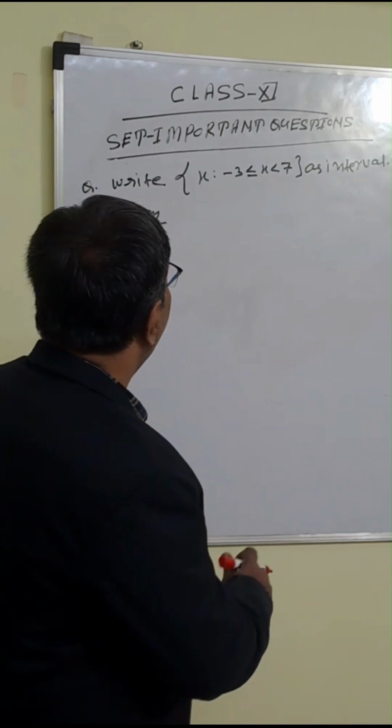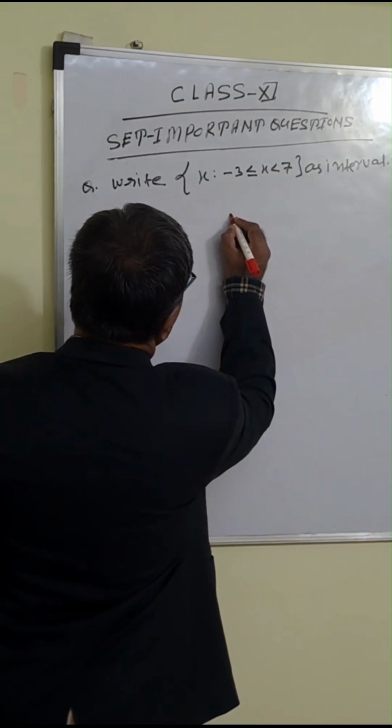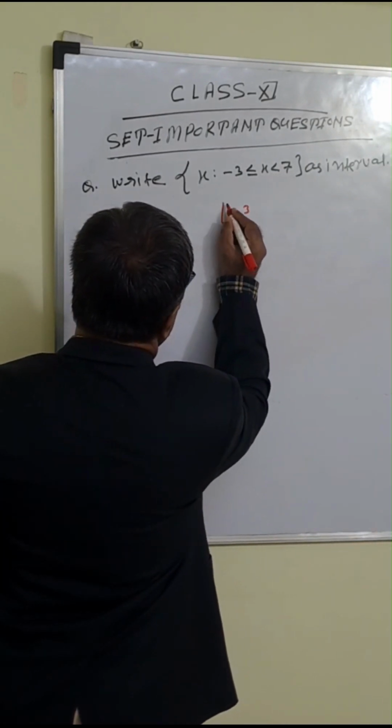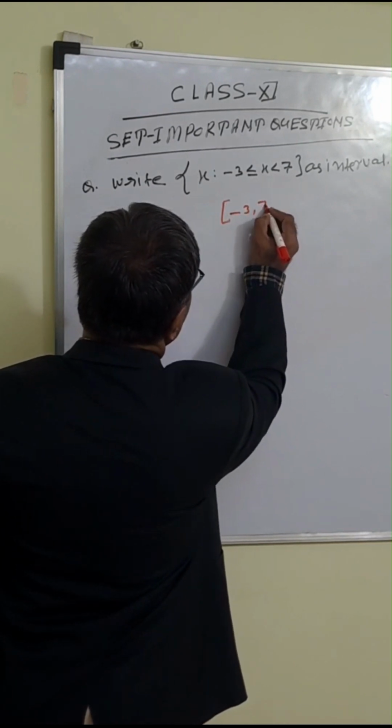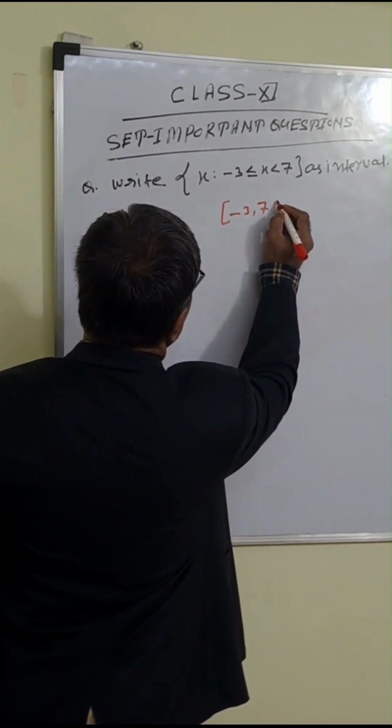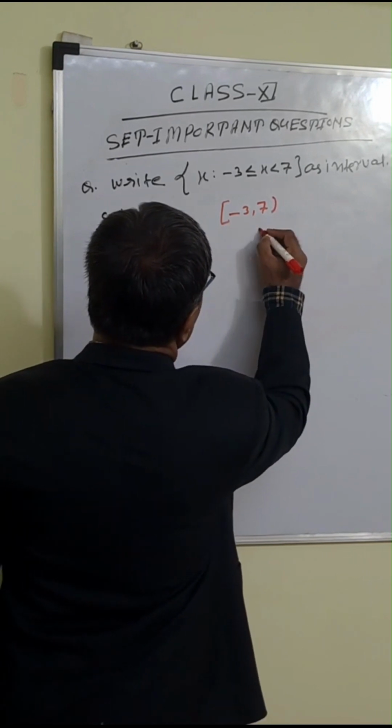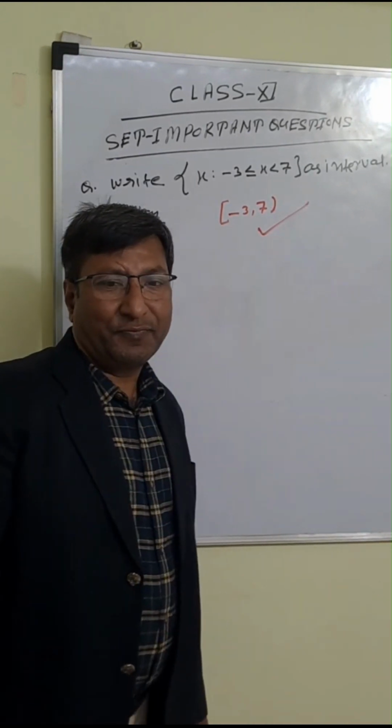Open interval. So our answer will be what? This is [-3, closed interval, and then it is 7). This is what? Open interval, right? So this is our correct answer.